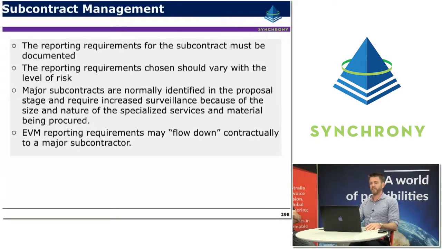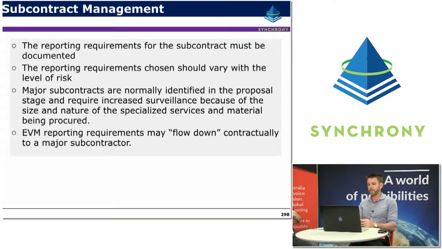The next section to have a look at is subcontract management. So everything that we've been talking about so far is quite easy to manage if you're doing it internally. You have a lot of control. But when it comes to subcontract management, the reporting requirements really need to be written into and baked into the subcontract and need to be documented. So this is one of the reasons why it's really important to have project controls people involved in the procurement phase of a project, so that they can help ensure that the right reporting requirements are being written into the specification.